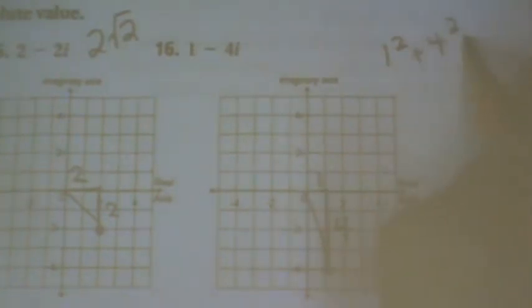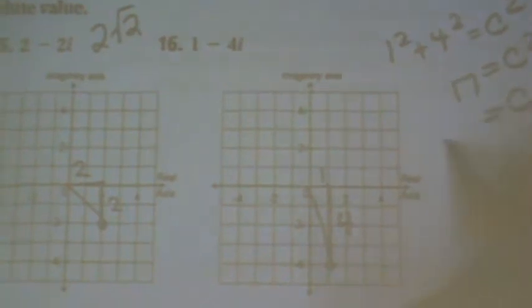Number 15, over 2 units and down 2 right here. If you make a right triangle here, this is 2, this is 2. Squaring both of these and adding them together, then taking the square root, you get 2 root 2. And number 16, over 1 and down 4, right here. We did this one in class. 1 squared plus 4 squared is equal to c squared. C squared is 17, so c, the distance, the absolute value, is the square root of 17.